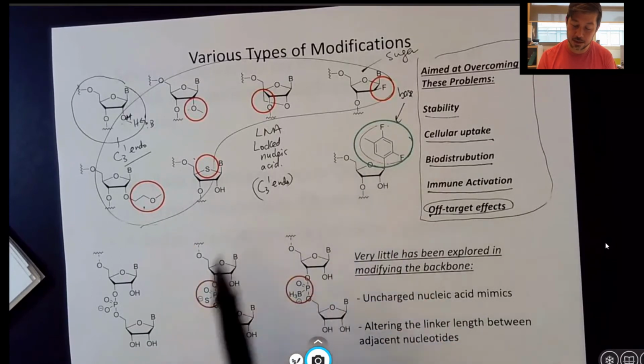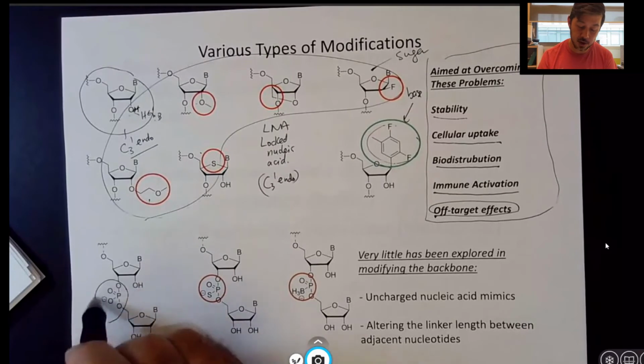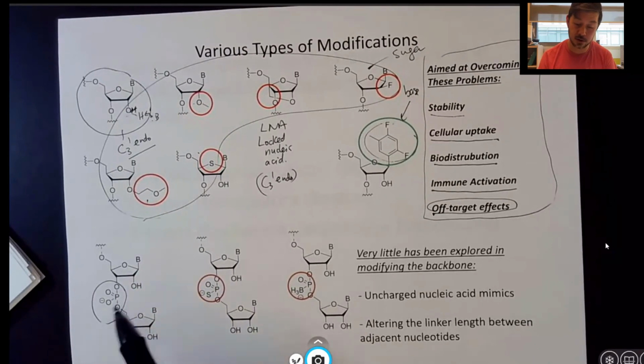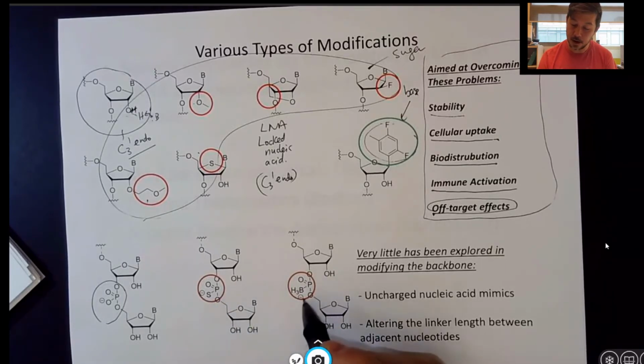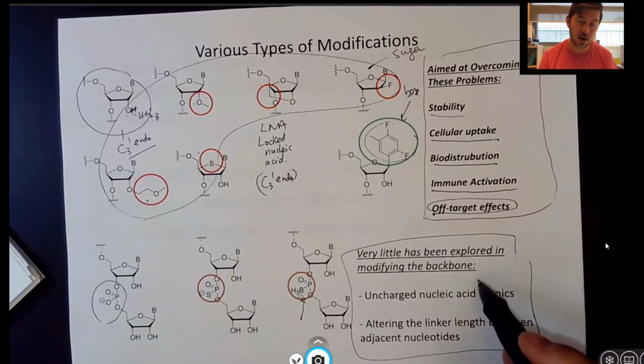Sugar, base, and then finally the backbone is another site for modification. So here's that phosphodiester bond that I mentioned to you. It's quite labile. So researchers have placed phosphorothioates, which you've learned can give the molecule inherent stability. Here's an example of a boranophosphate, which still retains a negative charge, but can give it some different character as well. In general, there has been fairly little explored in modifying the backbone.